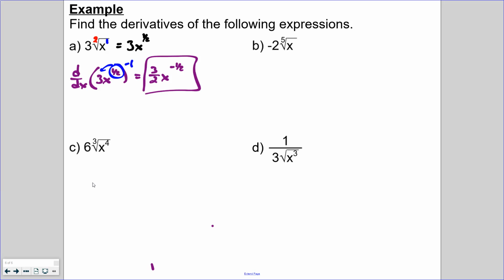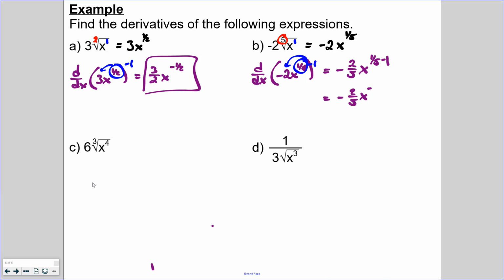All right, moving on to letter b, we have negative 2 times the 5th root of x. So again, we can see that our power is 1 because there's no power stated, and our root is 5. So we could rewrite this as negative 2 x raised to the 1/5 power. And then we can take the derivative of negative 2x to the 1/5 power. We'll use the power rule. So 1/5 times negative 2. And then we'll subtract 1 from the exponent, which will give us negative 2/5 times x to the 1/5 minus 1, which is going to be negative 2/5 x to the negative 4/5 as our derivative.